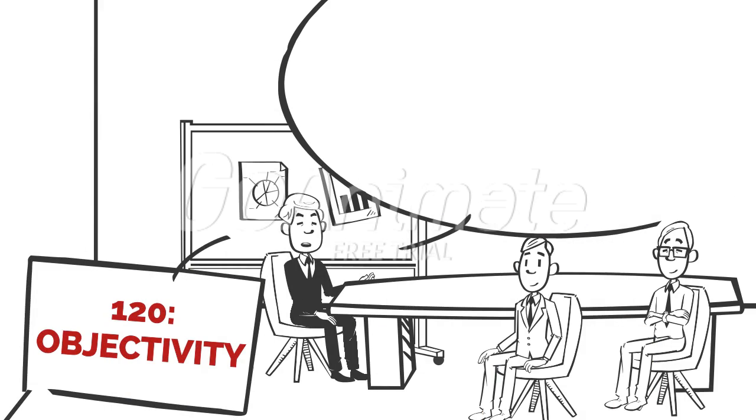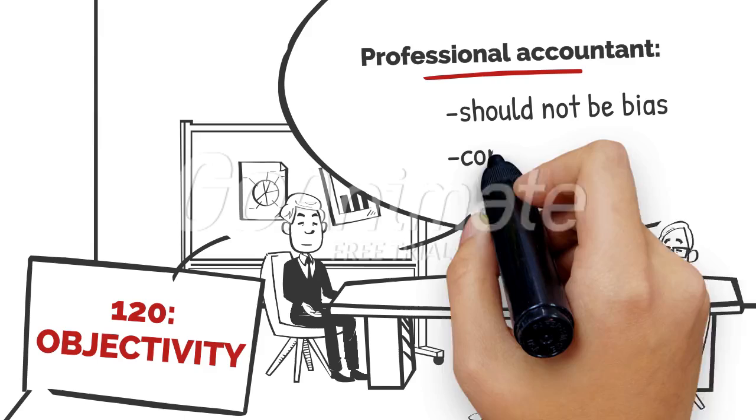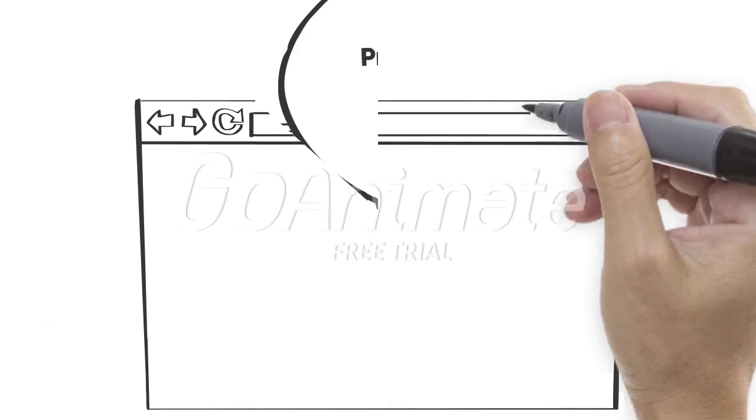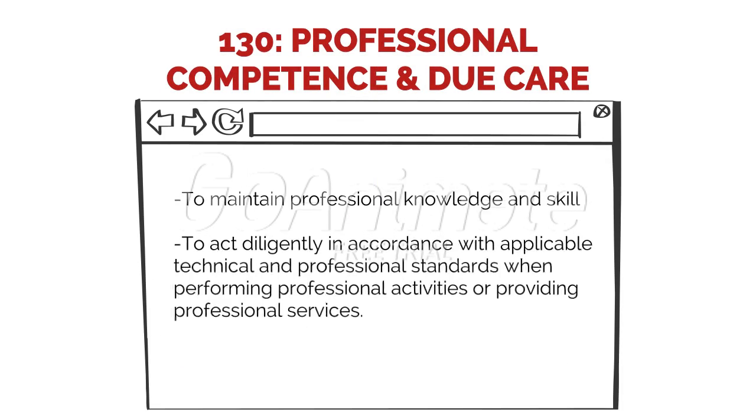Objectivity. A professional accountant must not be biased, have a conflict of interest, or be under the undue influence of others. Professional competence and due care. 1. To maintain knowledge and skill. 2. To act diligently in accordance with applicable technical and professional standards when performing professional activities or providing professional services.